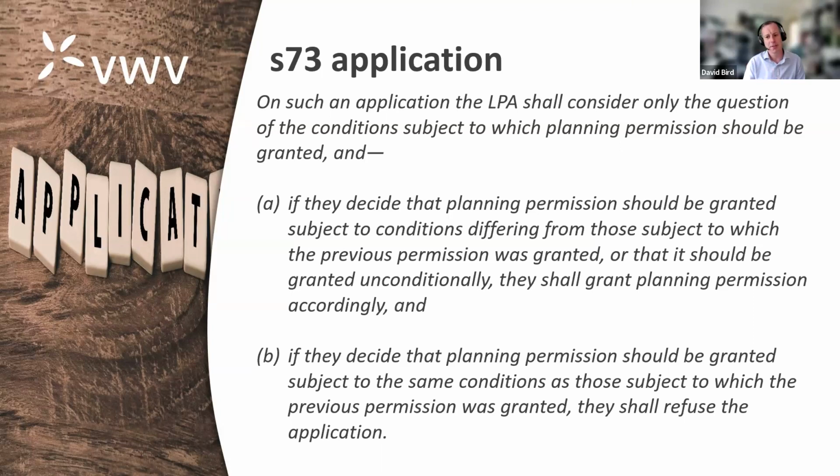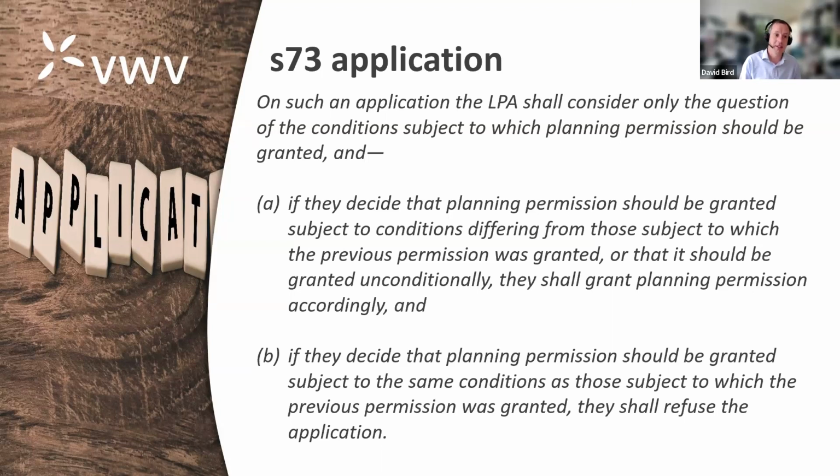Now, the issue there is that the ability to make an amendment depends upon a relevant condition already being in existence. So if the amendment that you wish to make to a planning permission isn't actually covered by a condition, then there is no route to amending it under Section 73.